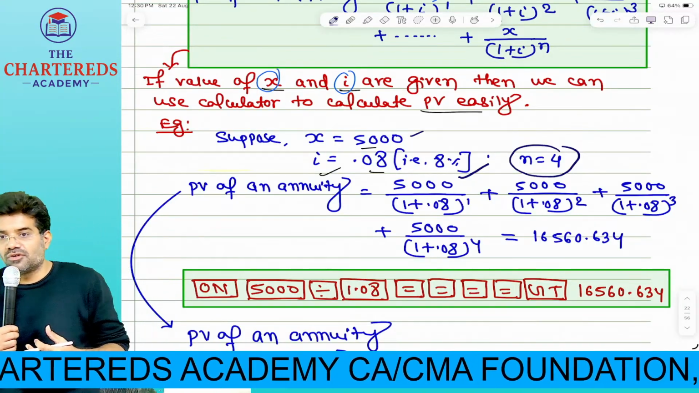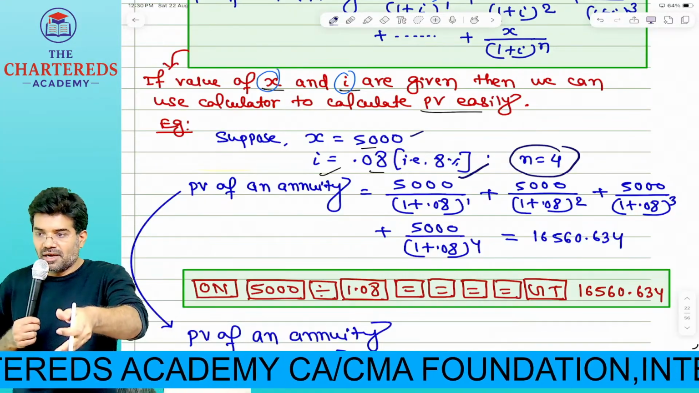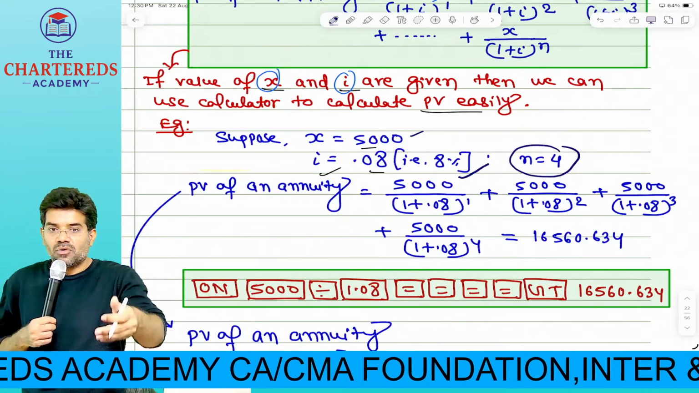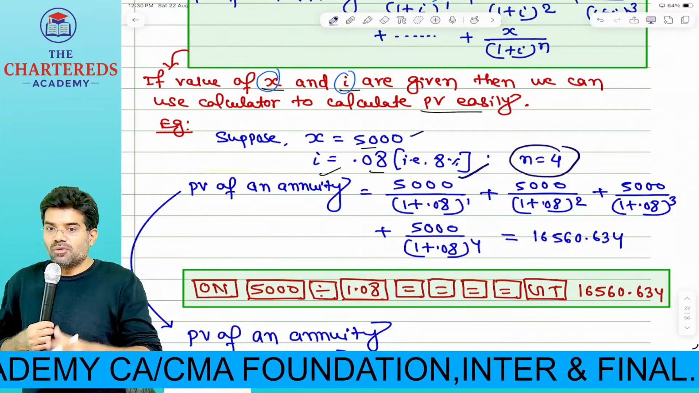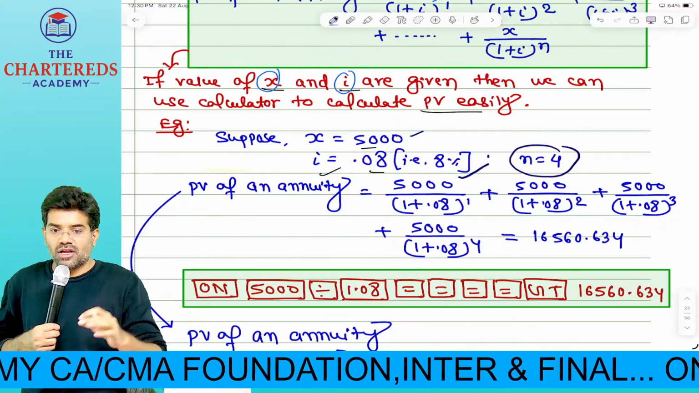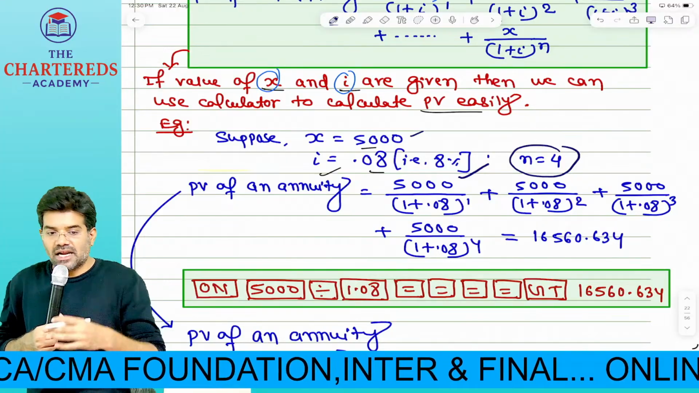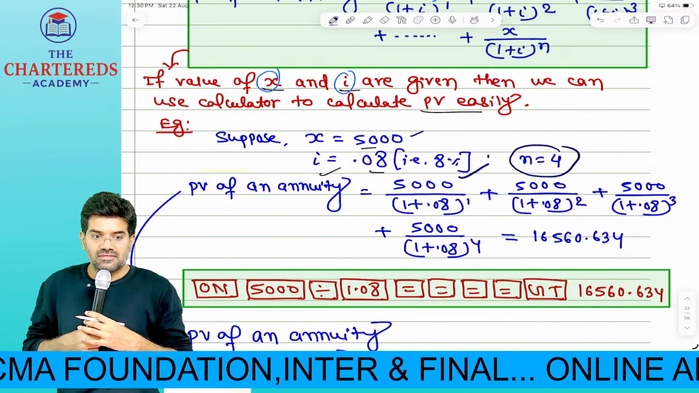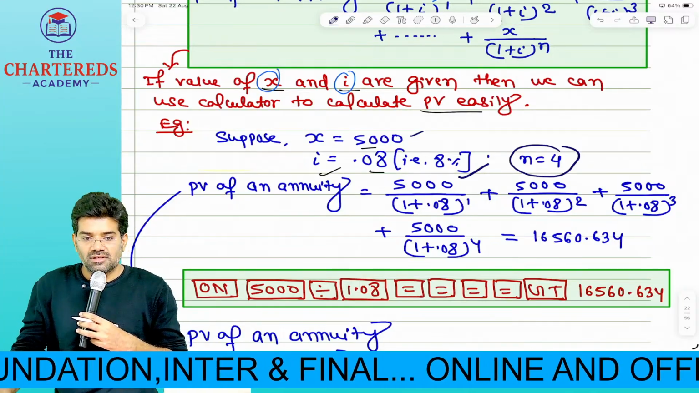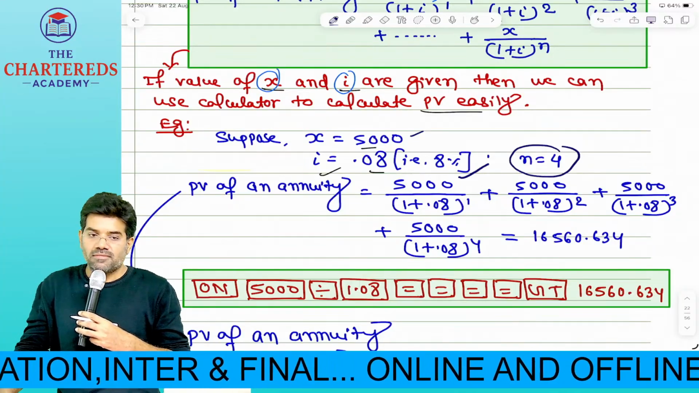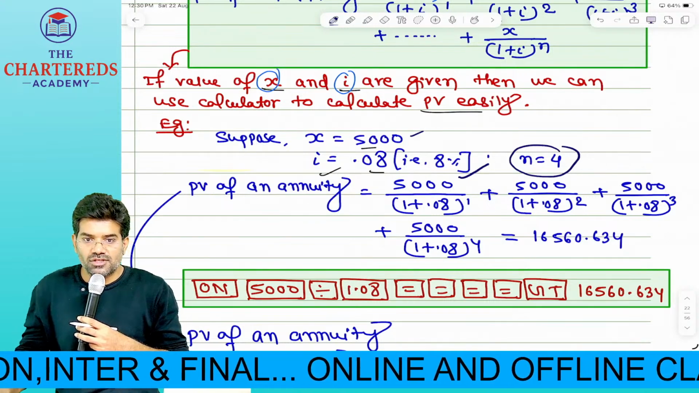How can we find the annuity factor in the calculator? 1 divided by 1.08, equal to 4 times. Press equal to 4 times, then press grand total. You get 3 point something, into 5,000. In this manner also we can get it.